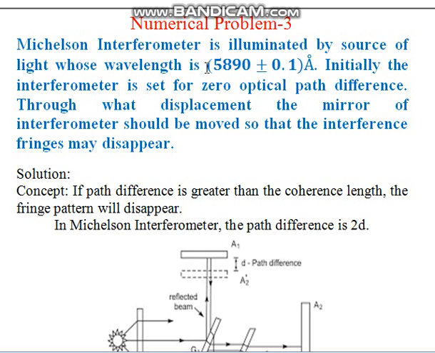Initially the interferometer is set for zero optical path difference. Then through what displacement should the mirror of the interferometer be moved so that the interference fringes disappear? The question is how much displacement we should give to the mirror so that the interference fringes may disappear.